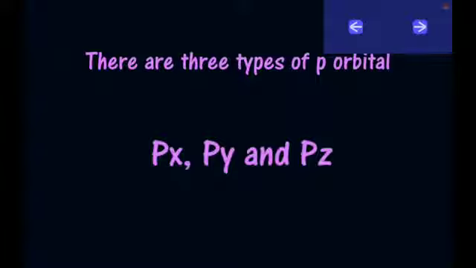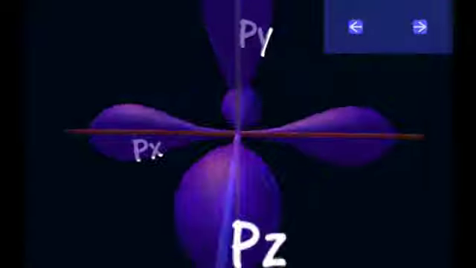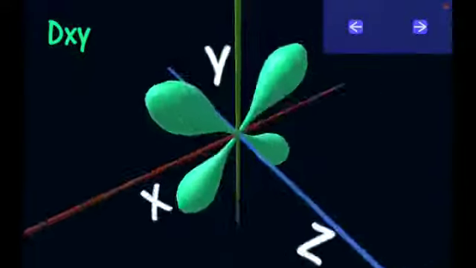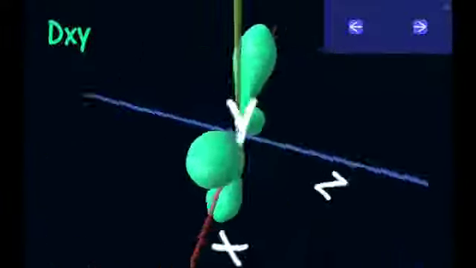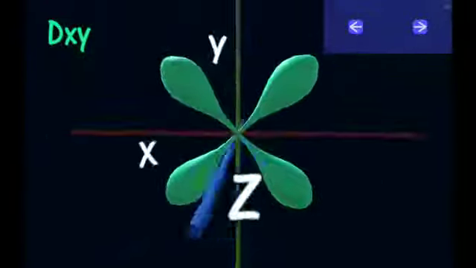Now there are 3 types of p orbitals: px, py and pz. Here we can see the px, py and pz all together in a single diagram. Now there are 5 types of d orbitals: dxy, dyz, dxz, dx square minus y square and dz square. Now this is dxy. dxy is basically on the xy plane, but this is actually 3D.